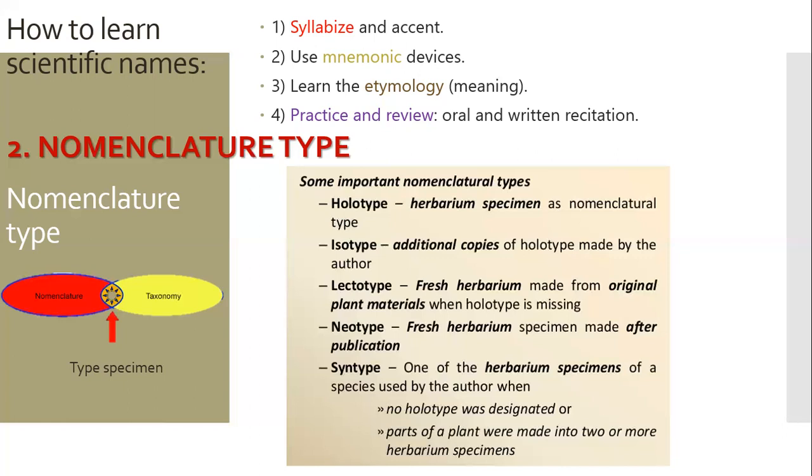Next type is the isotype: additional copies of a holotype made by the author. And lectotype, a herbarium specimen made from original plant materials when the holotype is missing. And neotype, a fresh herbarium specimen made after publication. And syntype, one of the herbarium specimens of a species used by the author when no holotype was designated, or when parts of a plant were made into two or more herbarium specimens. Normally, we think of types as referring to a species or infraspecific taxon. However, a type specimen may serve as reference for a higher taxonomic group as well.